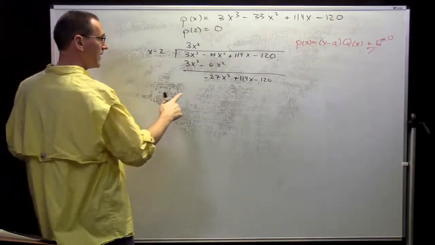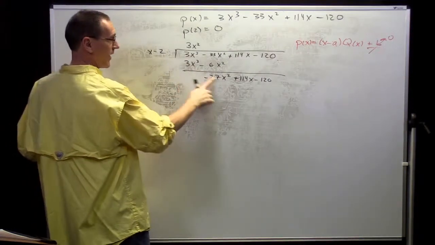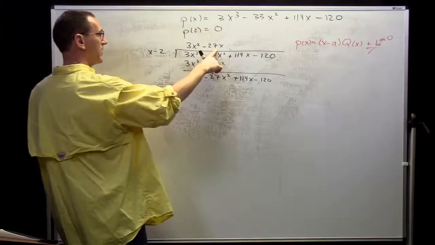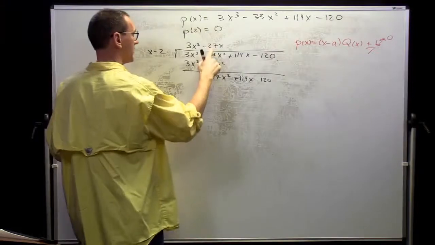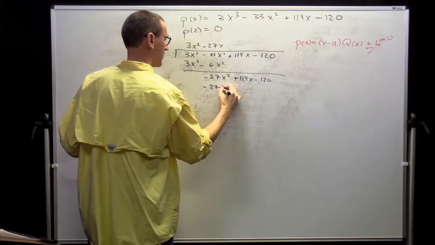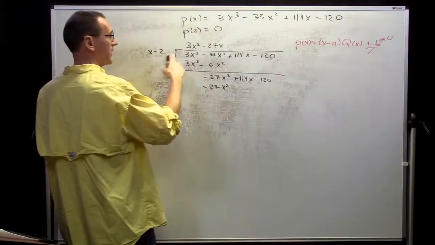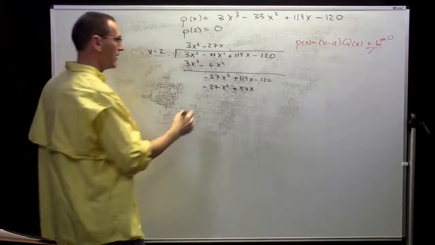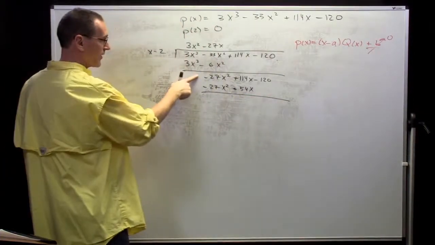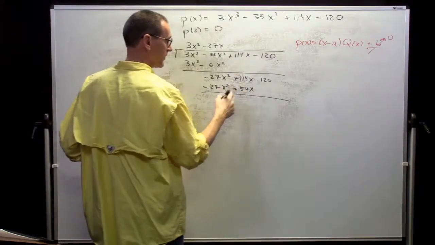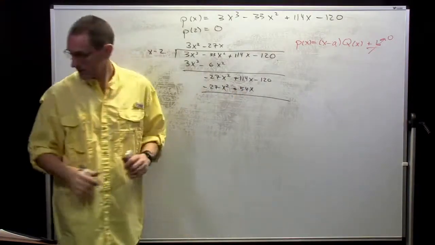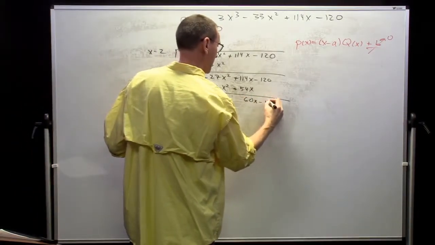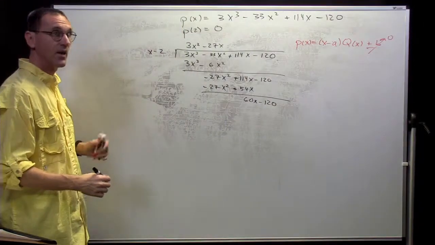Okay. Now, I want to know what times x gives me minus 27x squared. If I take minus 27x times x, I'll get that. So this times this is minus 27x squared. And minus 2 times that is going to be plus 54x. Okay. Now if I subtract, this minus this will give me 0. This minus this is what, 70 or 60? Yeah. 60x minus 120.